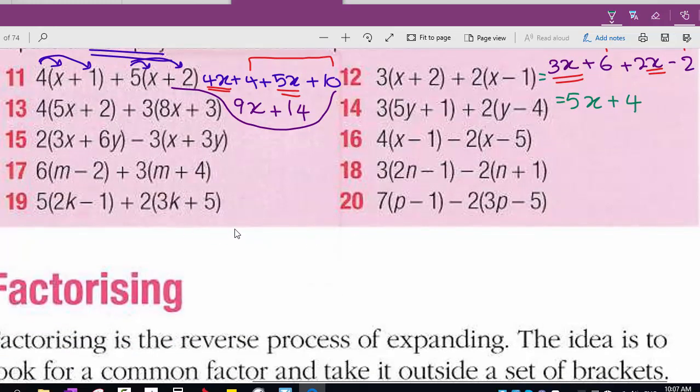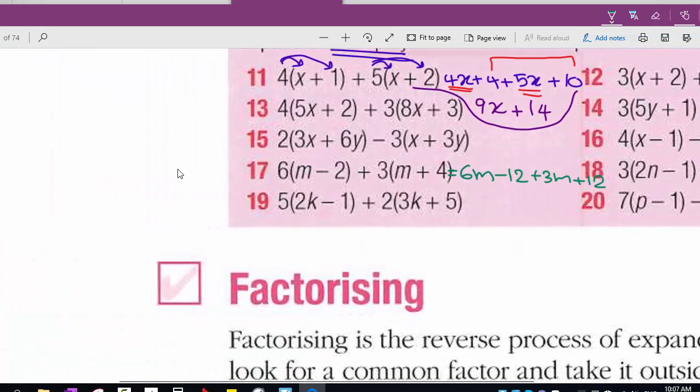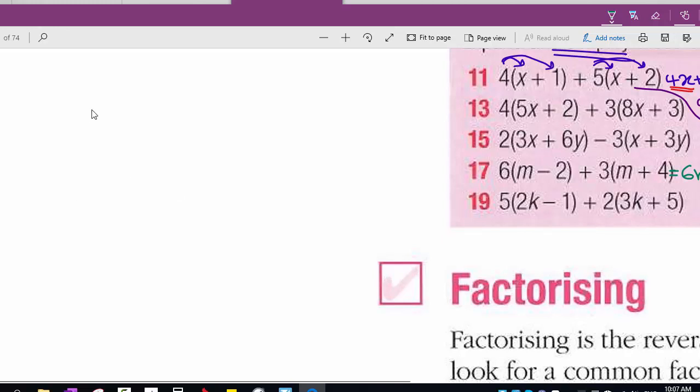17, 6 times m is equal to 6m minus 12, plus 3m plus 12. Now to simplify this, question 17, 6m minus 12 plus 3m plus 12.